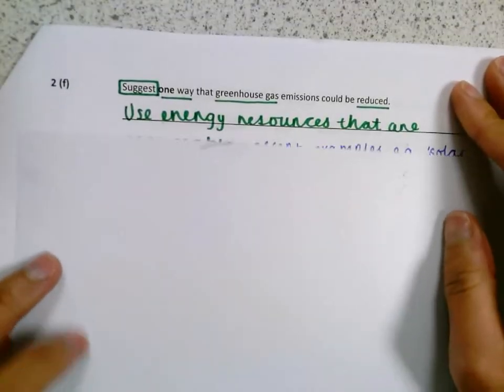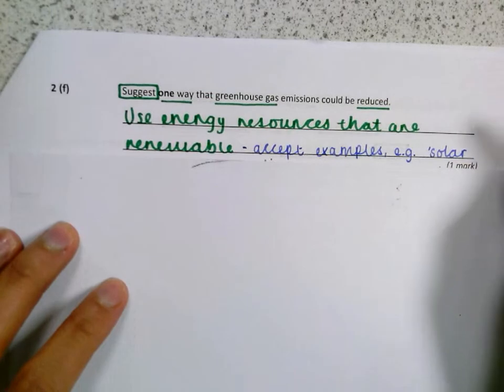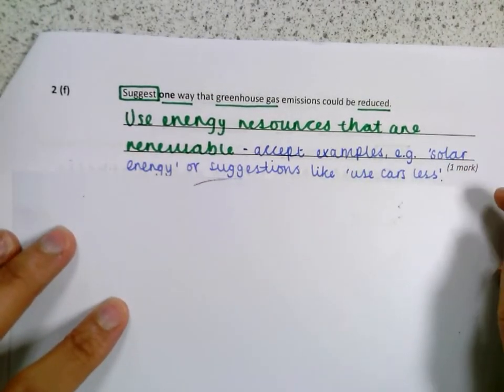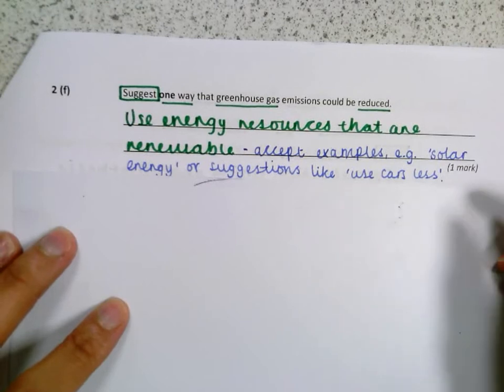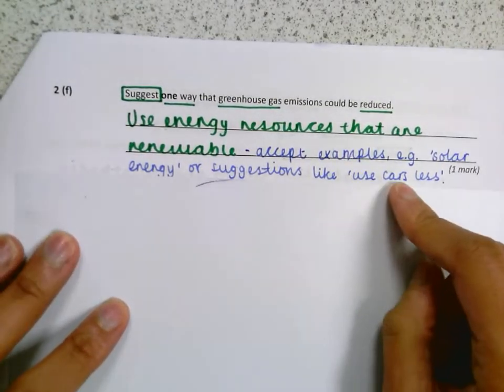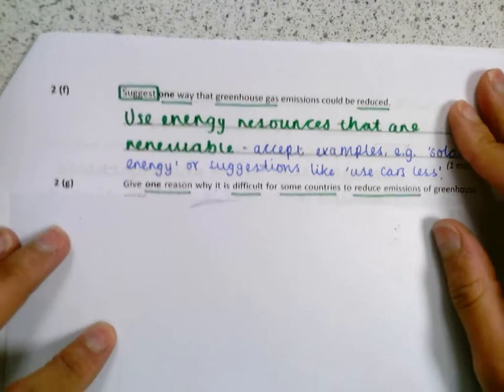Suggest one way that greenhouse gas emissions could be reduced. So, use energy resources that are renewable. Or you could have actually said an example, so use solar energy instead of fossil fuels. Use wind energy. Use hydroelectric energy. Or suggestions like use cars less, decide to get the bus, like public transport instead of a private vehicle.